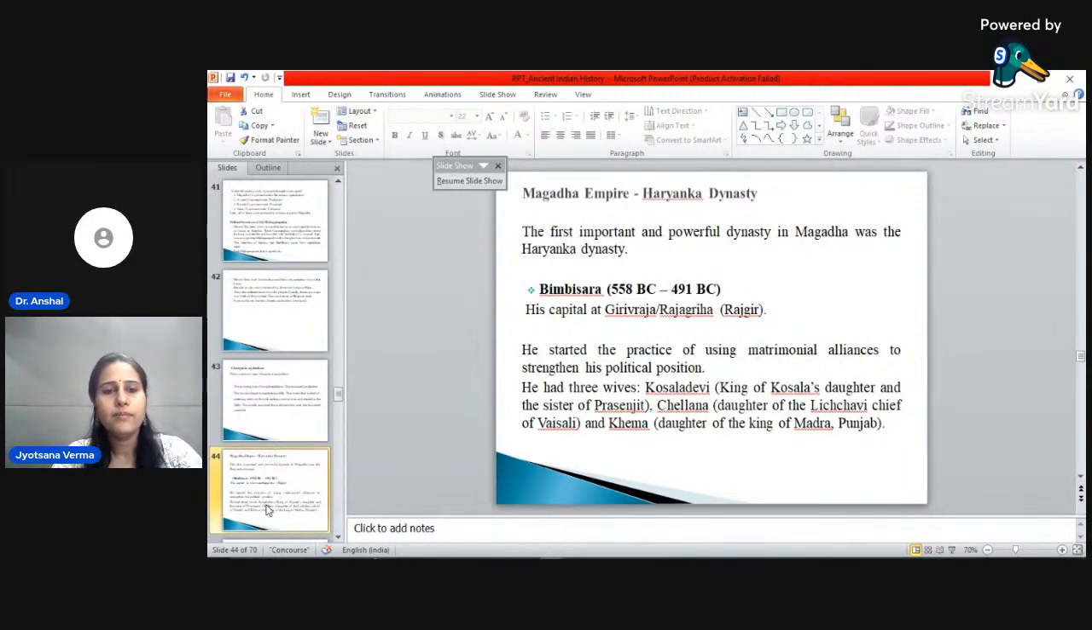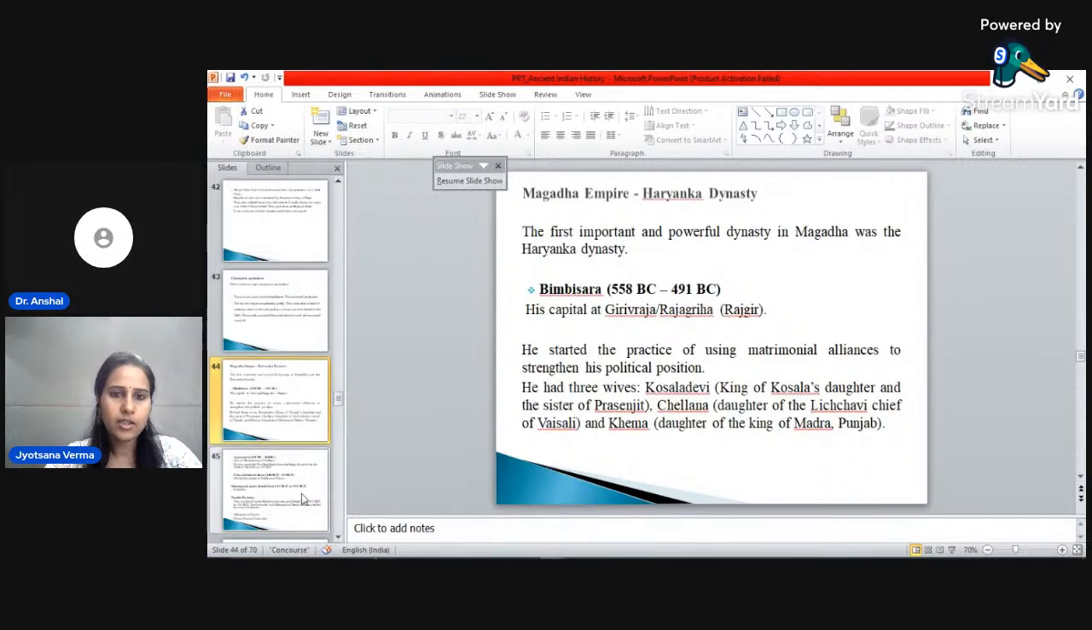Magadha Empire. In the Magadha Empire, the Haryanka dynasty was the first powerful dynasty. In the Haryanka dynasty, the first ruler was Bimbisara, and his capital was Rajgir. This is also located in Patna, and he started the practice of using matrimonial alliances to strengthen his political position. He had three wives, Kosala Devi, Chellana and Khema.